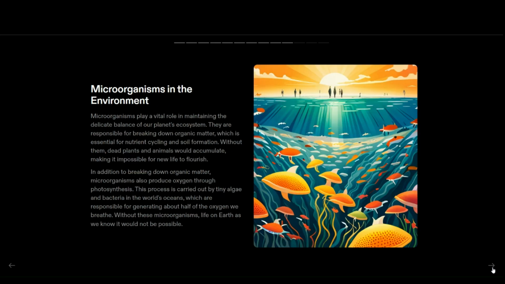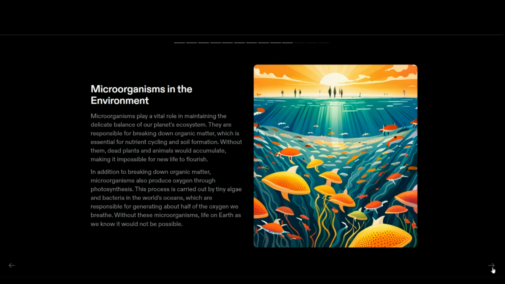The next thing is microorganisms in the environment. Of course, they are used in increasing soil fertility and cleaning the environment. Microorganisms play a vital role in maintaining the delicate balance of our planet's ecosystem. They are responsible for breaking down organic matter, which is essential for nutrient cycling and soil formation. Without them, dead plants and animals would accumulate, making it impossible for new life to flourish.